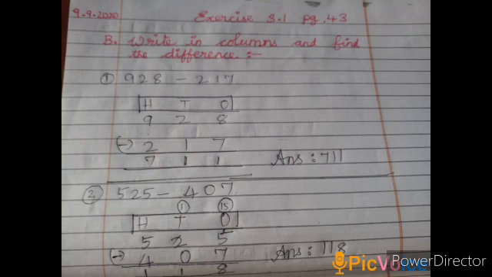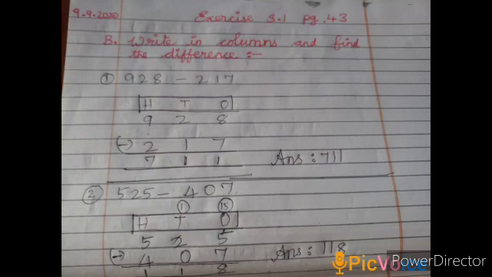Arrange the number accordingly. Do the subtraction from ones place number. 5 minus 7 is not possible. Get the borrow from tens place number. Tens place number here, 2 is there. So 2 minus 1. We borrowed a 1, no? So it becomes 1, and the ones place number becomes 15.